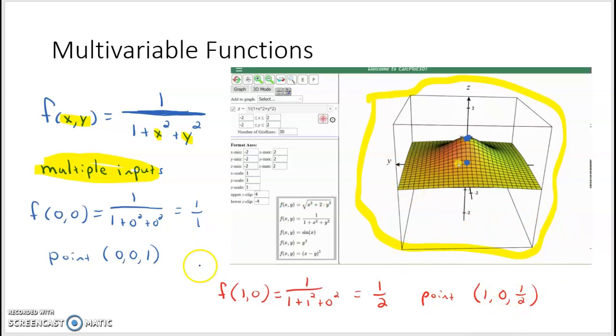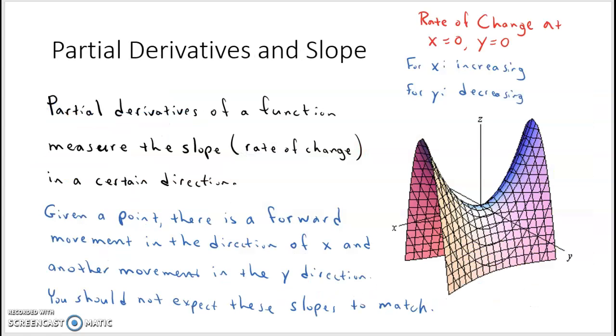So let's go to my next slide. Partial derivatives are how we're going to talk about the slope. Partial derivatives of a function measure the slope in a certain direction. So over here on the visual, let's use something like blue. I could come to the central point here, 0, 0, 0.